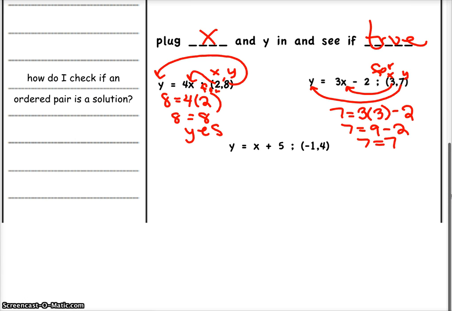In the next one, the first point is the x, the second one is the y. X goes to the x, y goes to the y. Rewrite. Does 4 equal negative 1 plus 5? Yes. Okay, so that's kind of horrible examples. They're not always going to be true. We are going to get some false ones in there sometimes, just so you know. They will not always be true.